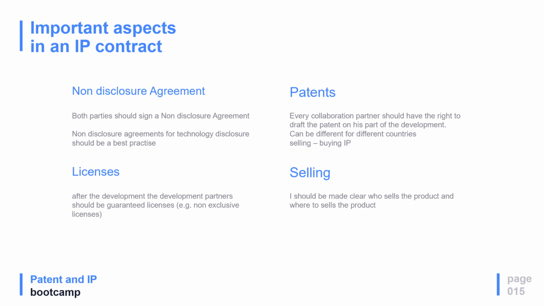So let's talk about some important aspects in an IP contract. I have an example of a collaboration contract, and there are some things that should be considered. First of all, you should sign a non-disclosure agreement. That should be a best practice. Then it should also be made clear who owns which patent or which technology, who owns the patent in which country. This can be different. Is everyone allowed to give licenses to others, or how are licenses handled? Those should also be included in the contract. And it should also be made clear who sells the product and where to sell the product.